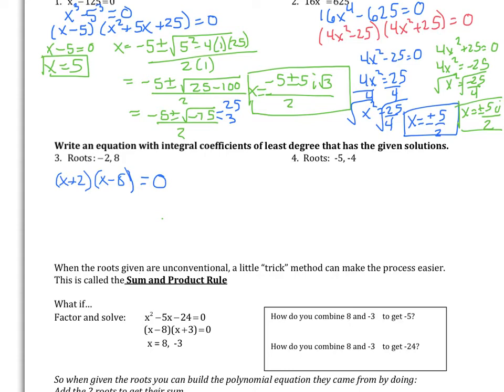And then for your final answer, they want you to actually FOIL this out. So we've got x squared minus 8x plus 2x minus 16. Combine like terms. So we get x squared minus 6x minus 16 equals 0.